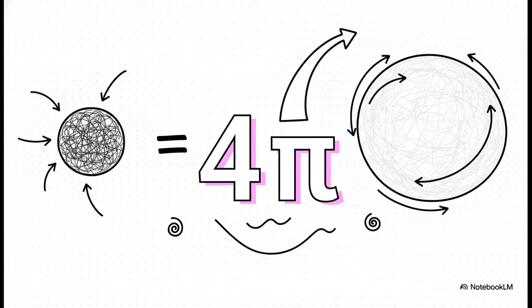So get this. For any sphere, it doesn't matter how big or how small, if you add up all the Gaussian curvature everywhere on its surface, you always get the exact same number, 4 pi. A tiny, tightly curved sphere has really high curvature, but over a small area. A huge, gently curved sphere has low curvature, but over a much larger area. They balance out perfectly to equal 4 pi every single time.